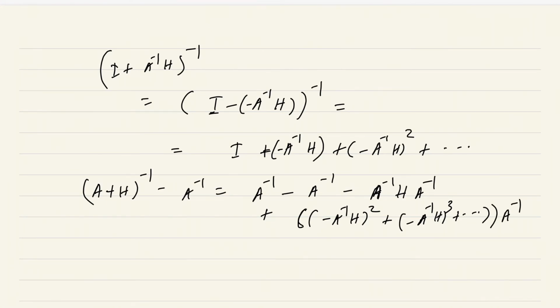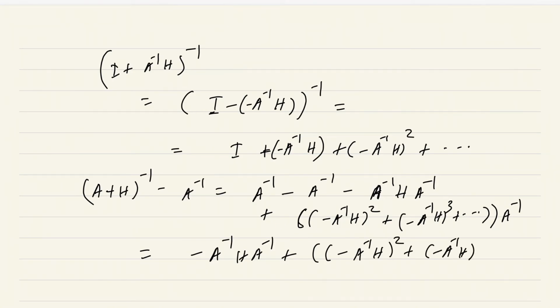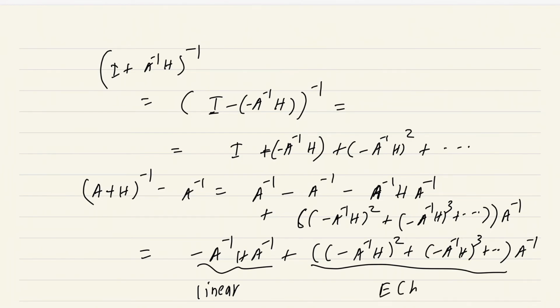Okay, excellent. So this is going to be nothing but minus A inverse H A inverse plus a bunch of complicated looking terms, minus A inverse H the whole squared plus minus A inverse H the whole cube plus dot dot dot A inverse. Okay, so this part is going to be linear, which I'm going to leave it to you to check. It's straightforward. And this part, which I'm going to call E of H, we have to show is sublinear.